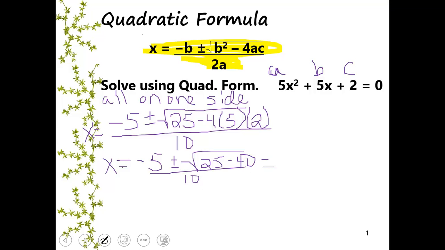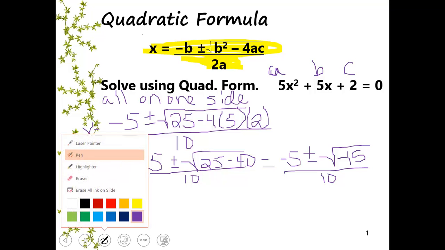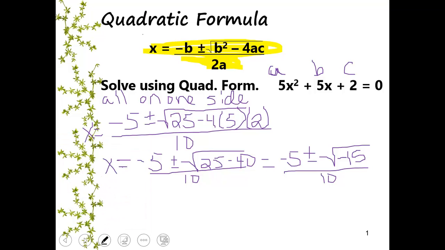which equals, I'm going to go to the right here, negative 5 plus or minus the square root of negative 15 all over 10. Now we know what to do with a negative inside the radical. We've seen it before. We're going to take it out as an i and simplify that radical. So we get negative 5 plus or minus i root 15 all over 10. And that is all that we can do with that, because 15 doesn't have any perfect squares in it.